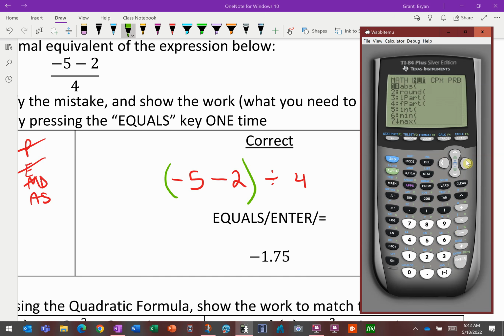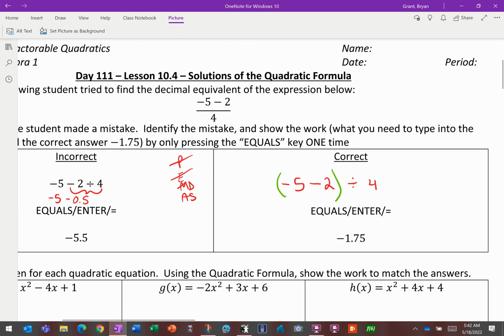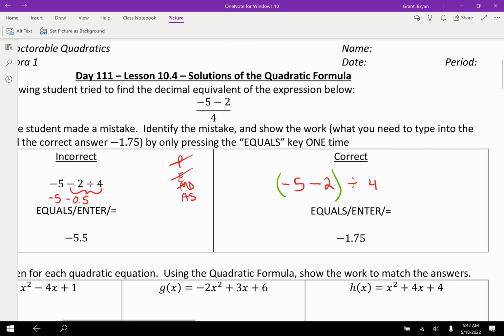Again, this isn't the calculator you have, there is a decimal conversion right down here. And so I get negative 1.75. You should be comfortable converting between fractions and decimals on any calculator. All right, with that being said, let's go ahead and get into the algebra part of today.